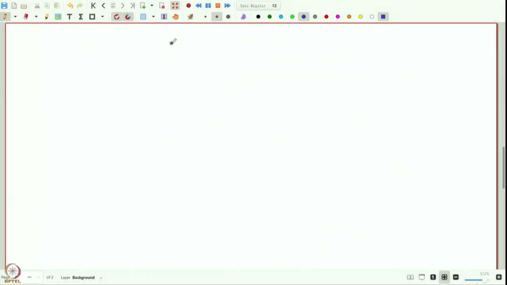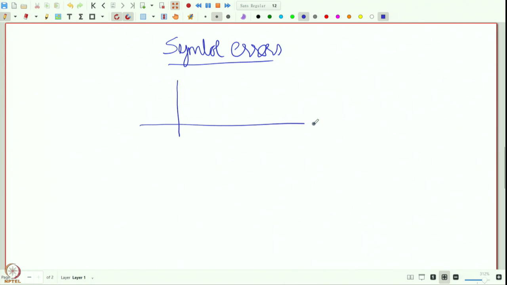Okay, let's do that afresh. Let's just move to the next page. So let's say symbol errors. We want to find the symbol error probability. Let us now draw, with some spacing, the picture under hypothesis H0.